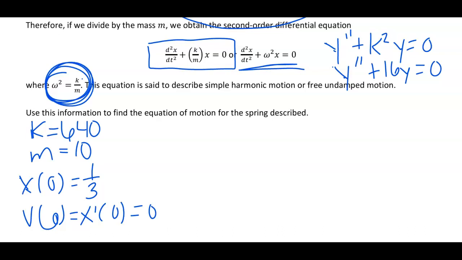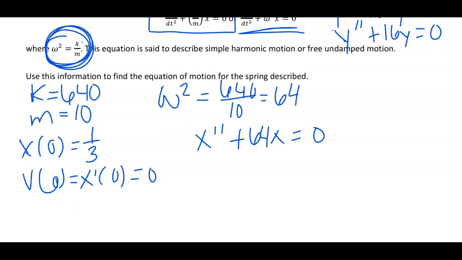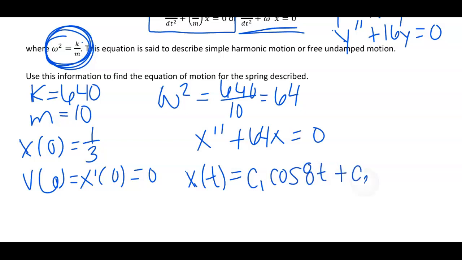Okay, let's figure out omega squared. So omega squared is k over 10, which is 64. So I know that x double prime plus 64x equals 0. And the square root of 64 is 8. So that means that my x of t must be C1 cosine 8t plus C2 sine 8t.